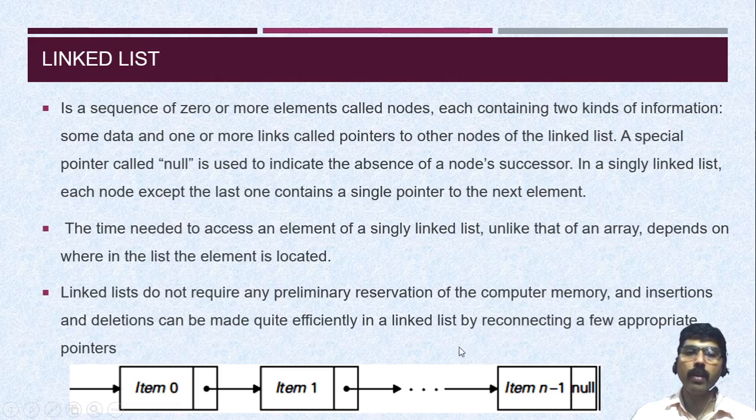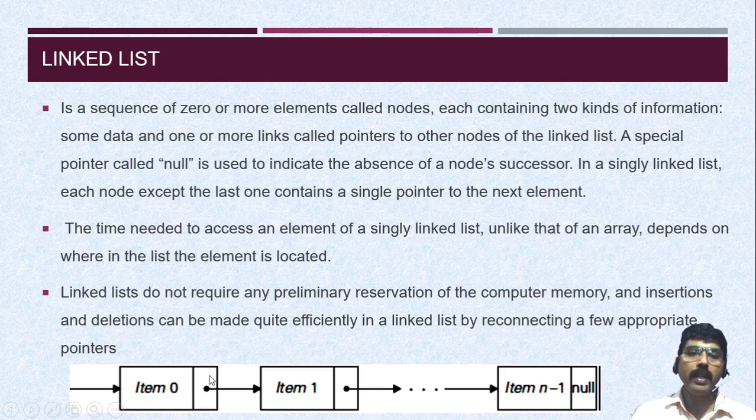A special pointer called null is actually indicating there is no more node next, meaning no successor node is available. That is indicated by null. The null value is added to the pointer of the last element of the list. In a singly linked list, each node except the last one contains the next node. For example, see here, it is a pointer which is pointing to this node. This pointer is pointing to the next node, but at the last there is no pointer available.